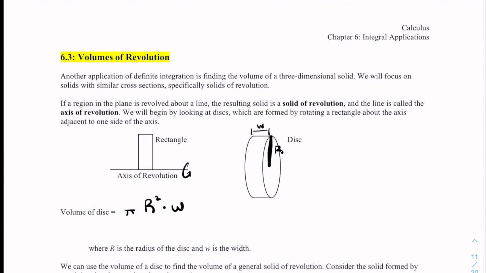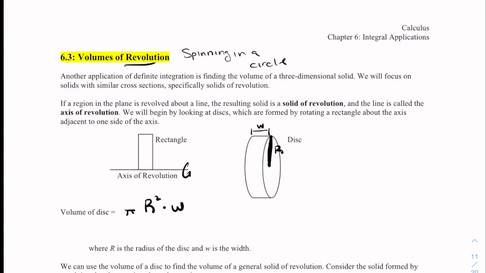As requested, here is an overview of the notes from 6.3, Part 1, where we're talking about volumes of revolution. Anytime we're talking about revolution, we're talking about spinning in a circle. If a region in a plane is revolved about a line, the resulting solid is a solid of revolution, and the line is called the axis of revolution.